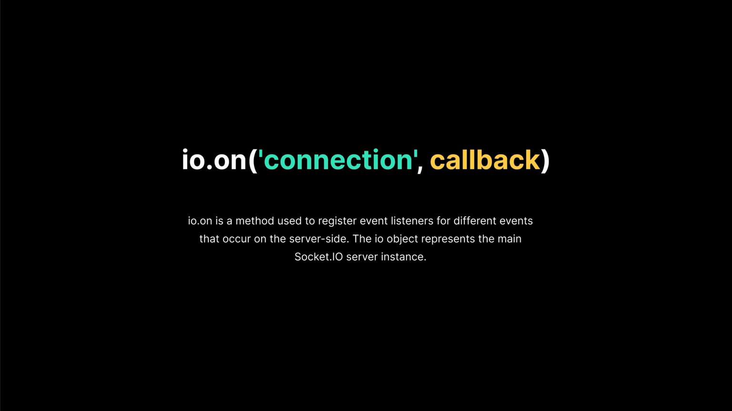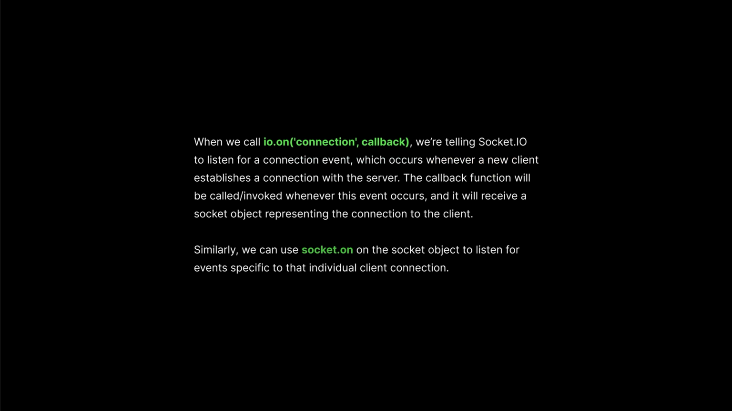callback function. So what do I mean by that, and what are we doing here? The io.on is a method used to register the event listener for different events that occur on the server side. So the io object represents the main socket.io server instance. So now let me just get into that in a bit more detail. So what are we doing?